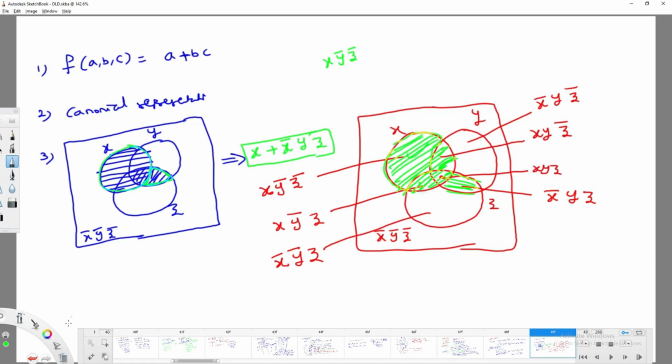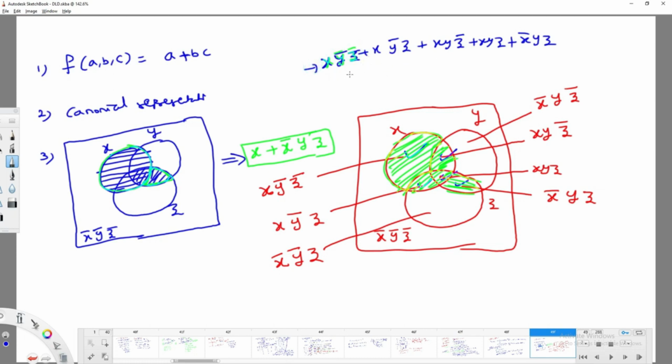This particular part is done. Now this particular part, that is x, y bar, z. Next take out this part, x, y, z bar. Take out this part, x, y, z, and take out this part, that is x bar, y, z. Try to solve this expression. You are going to get the same thing, right?